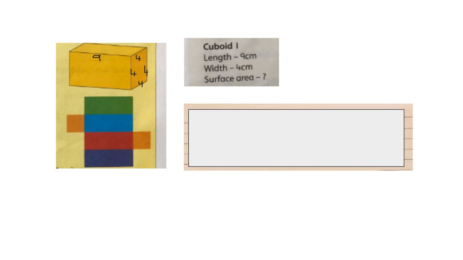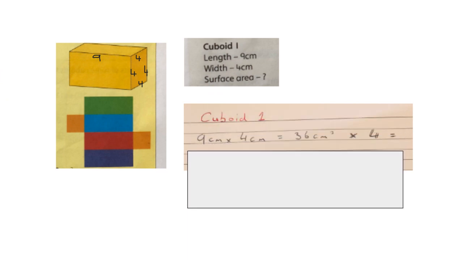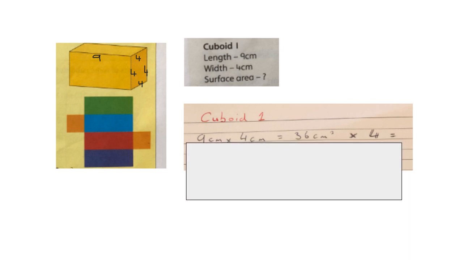What we're going to do is calculate the surface area with our 4 rectangles and our 2 squares in this cuboid. Let's do the rectangles first. The surface area of one rectangle is 9 multiplied by 4 centimeters, and that gives us 36 centimeters squared.